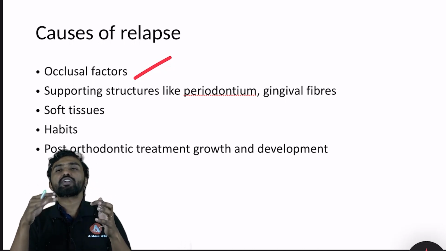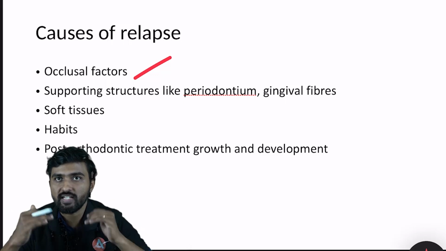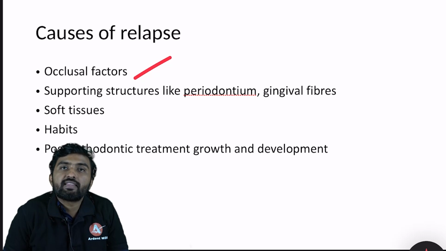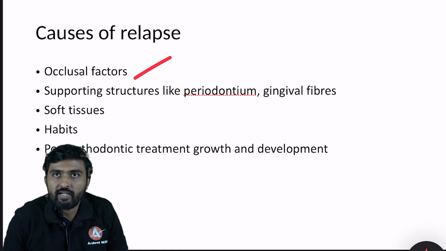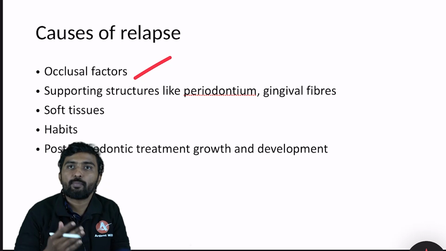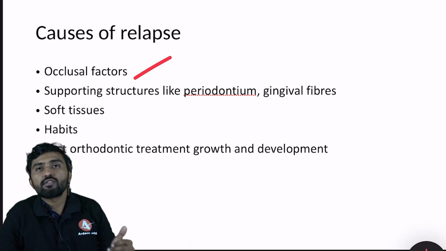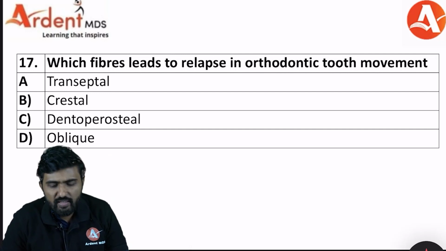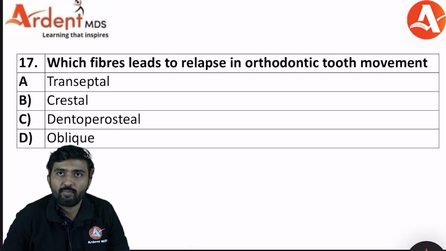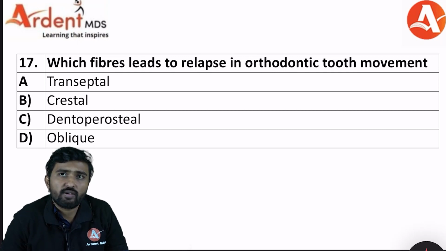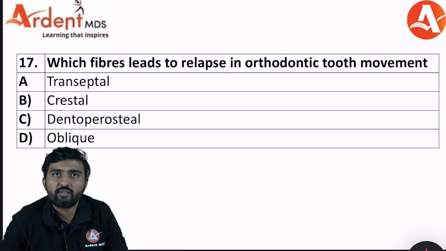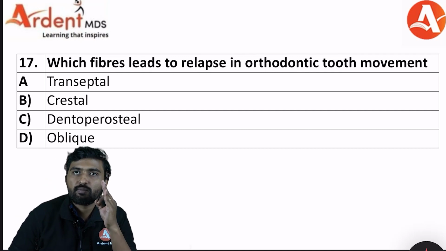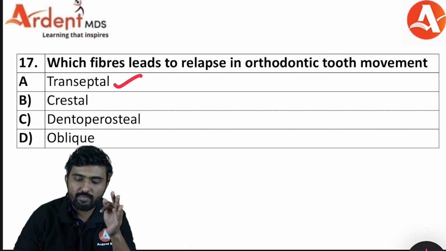Post orthodontic treatment, if the patient is in the growing stage, for example, if the patient has been treated with dentofacial orthopedics and is left unmonitored, growth still happens up to the age of 18, right? That might also cause relapse. Now going back to the question, they are all fibers, and with respect to fibers we have two groups, gingival fibers and periodontal fibers. The fiber that belongs to the gingival category is the transseptal fibers.